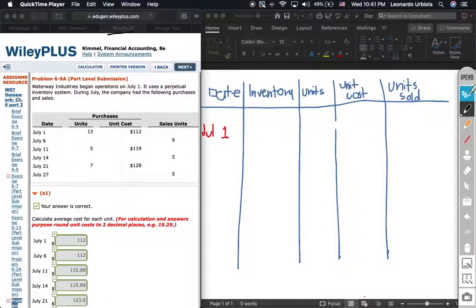Hello, this is Leo. I'm going to show you how to solve problem 6-9a. This problem is asking us to calculate the average cost for each unit.